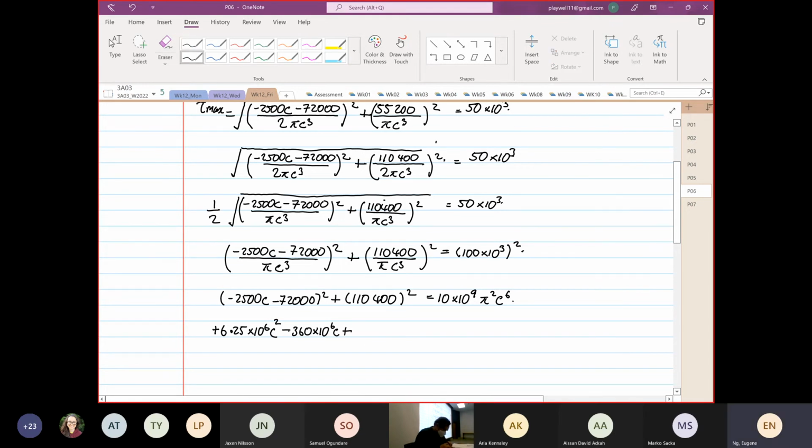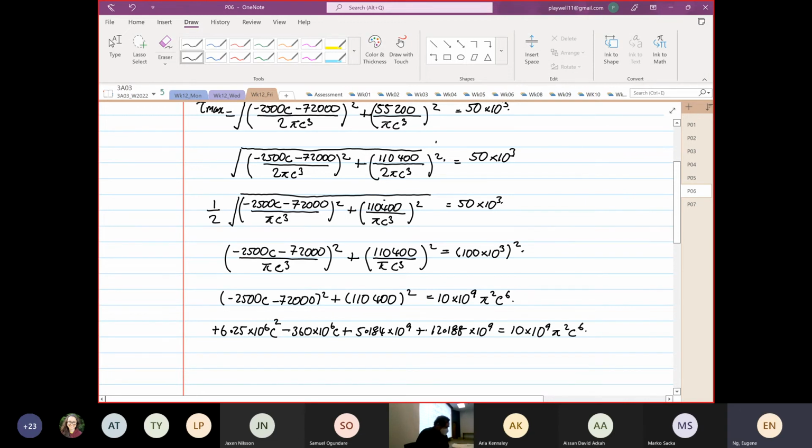Then plus 72,123 squared is equal to 5.184 times 10 to the power of 9, plus 110,400 squared is equal to 12.188 times 10 to the power of 9. Then this is equal to 10 times 10 to the power 9 pi squared C^6.